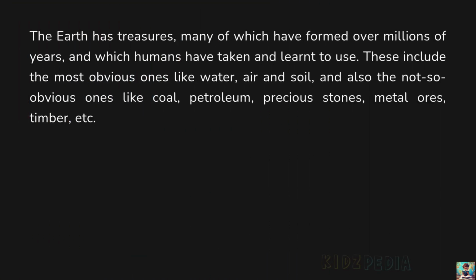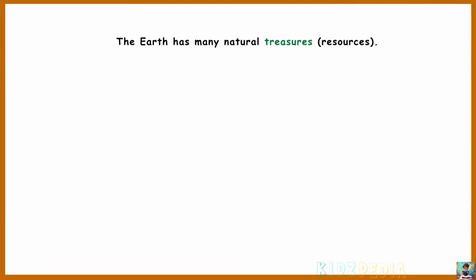The earth has treasures, many of which have formed over millions of years and which humans have taken and learned to use. These include the most obvious ones like water, air, and soil, and also the not so obvious ones like coal, petroleum, precious stones, metal ores, timber, etc. So the earth is like a treasure box. It has many valuable things called natural resources.